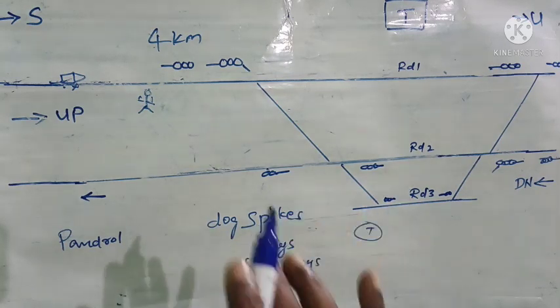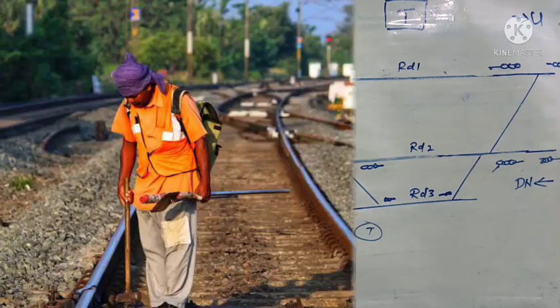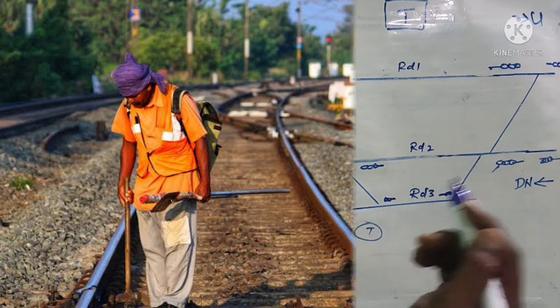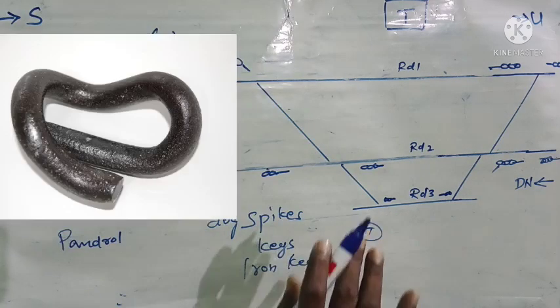When the trains go continuously, these iron keys will get loosened. Then the keyman used to walk along the track, and these keys will be fixed using a hammer. So even now you can see the keyman is having a hammer with him, and using this hammer he is fixing the key. Nowadays these iron keys have been replaced.